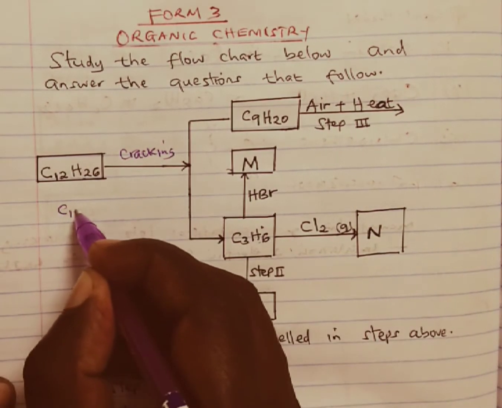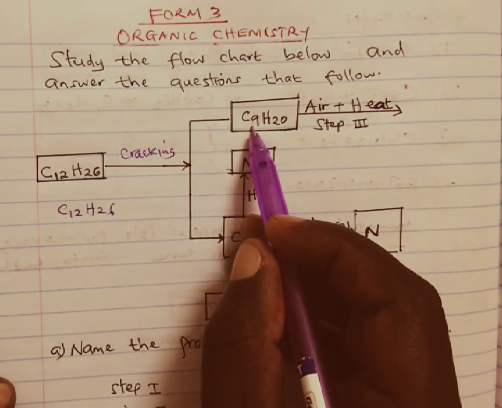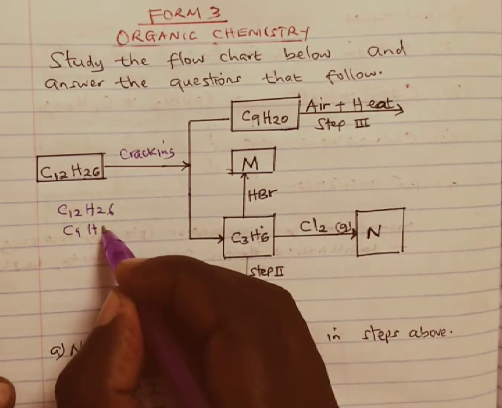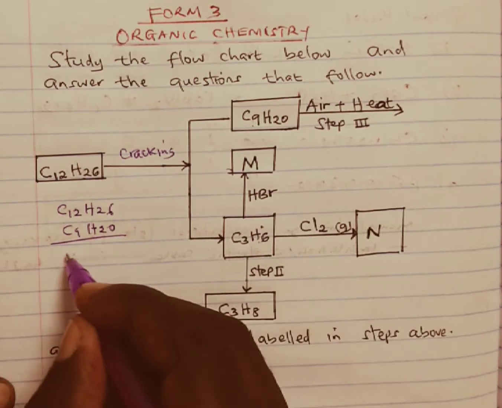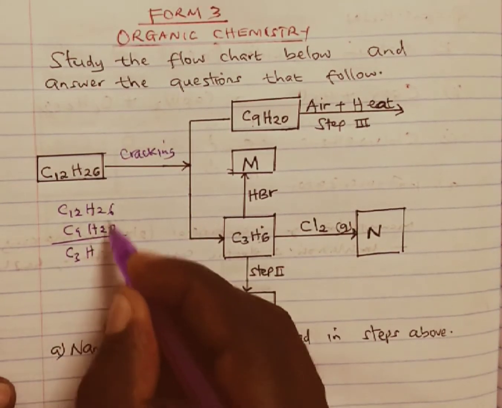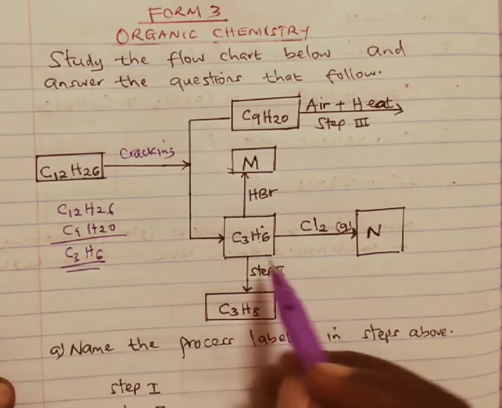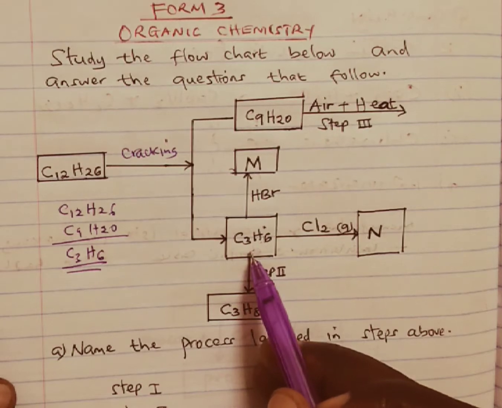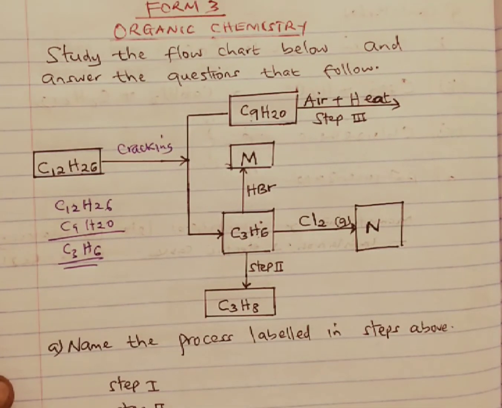We have C12H26, we minus the C9H20, and this one is going to give us C12 minus C9, we have C3, then H26 minus H20, it gives us H6, and that is the compound we have here. We call it propene.